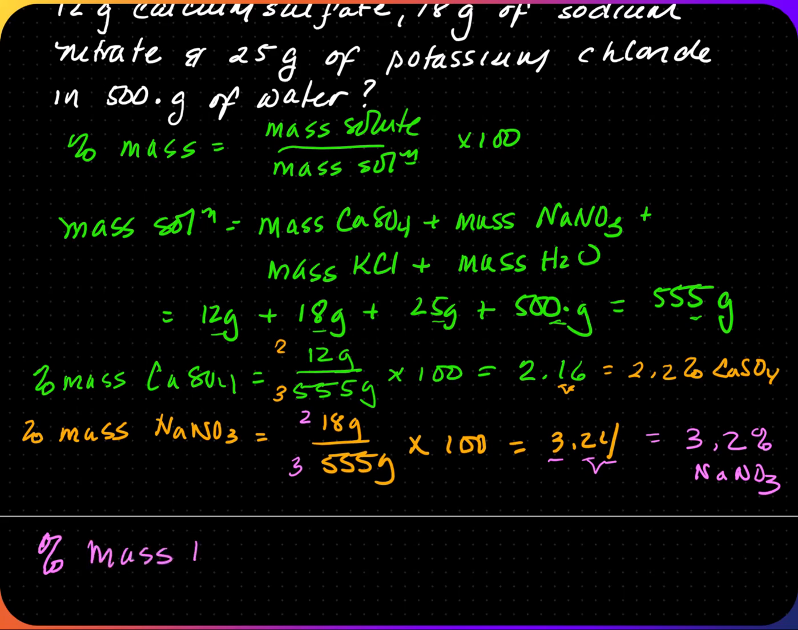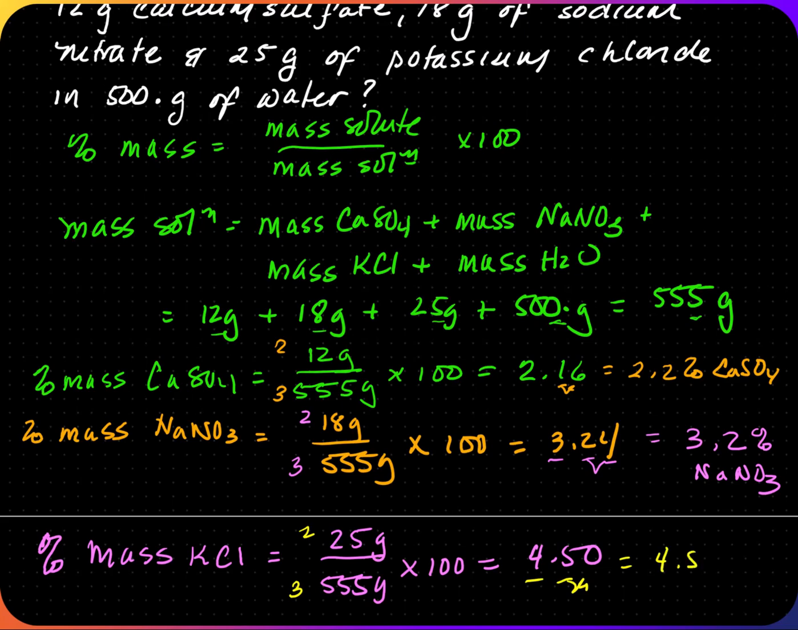We're going to repeat the procedure for potassium chloride. Percent mass of potassium chloride is going to be the mass of the solute, which is 25 grams of potassium chloride, over the total mass times 100. This equals 4.50. This one also has 2 sig figs, 2 from the solute, 3 from the denominator. So least amount, so 1, 2, I look to the right, it stays 4.5% of KCl.